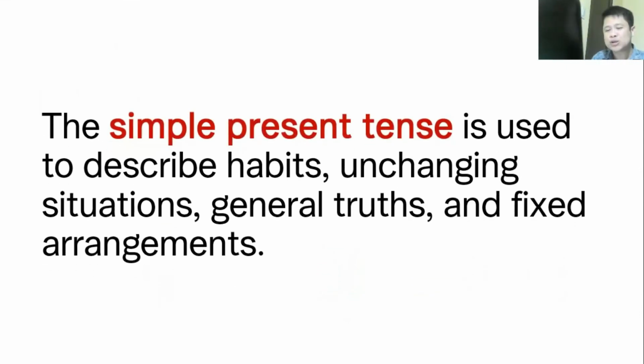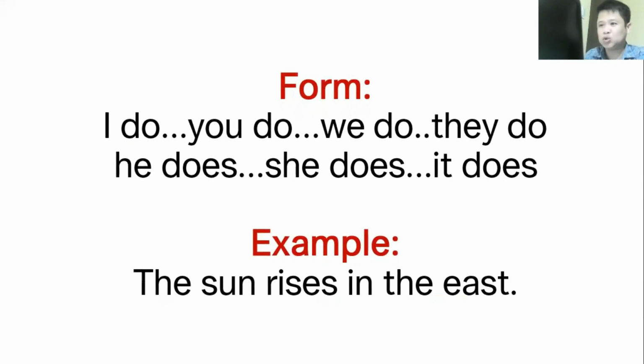The simple present tense is used to describe habits, the things that you do regularly, and changing situations, general truths, and fixed arrangements. General truths are scientific truths, for example, the sun rises in the east and sets in the west. The earth revolves around the sun. The movie opens at 9 o'clock. That is a fixed arrangement. The form is I do, you do, we do, they do, he does, she does, and it does.